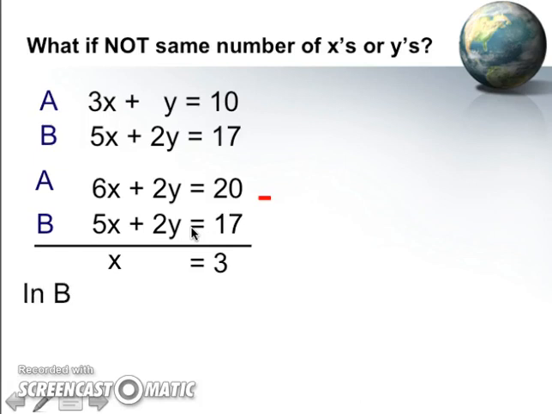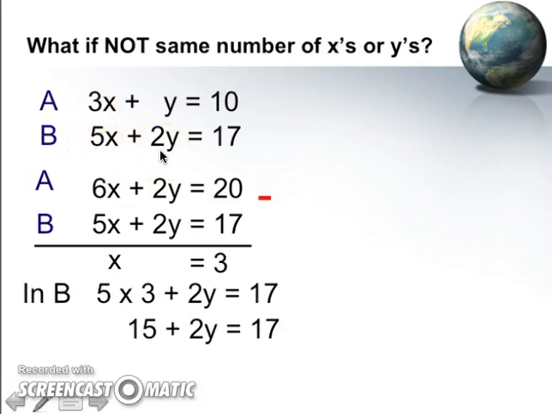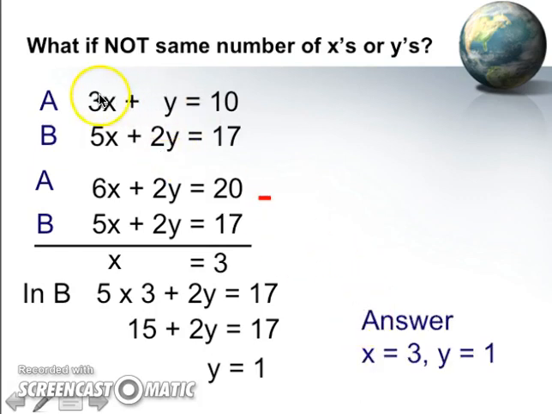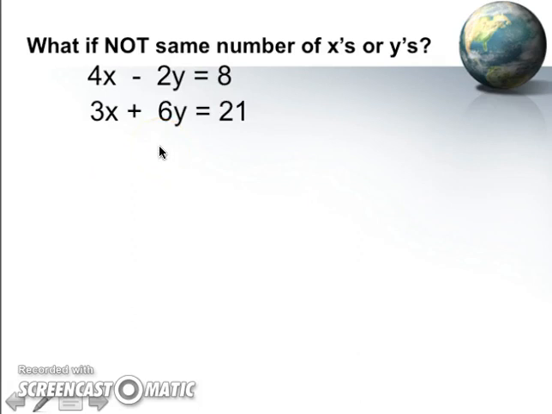We're going to substitute into B. So 5 times 3 is 15, plus 2y equals 17. 2y equals 2, and y equals 1. So our answer is x equals 3, y equals 1. Let's just double check that. 3 times 3 is 9, plus 1 is 10. 5 times 3 is 15, plus 2 times 1 is 2, and we seem to have it right again.